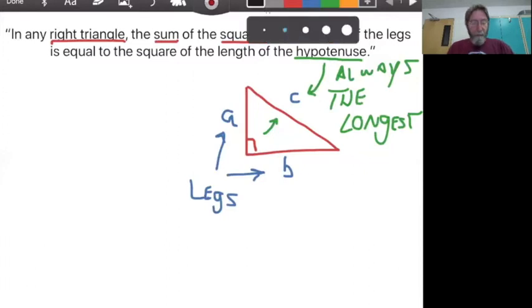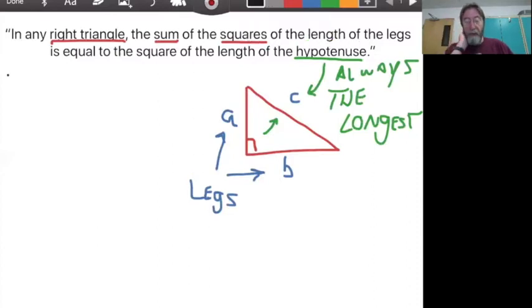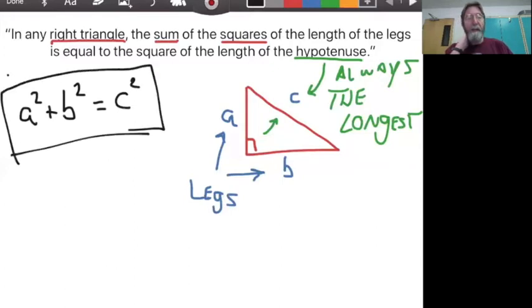It states that the sum of the squares of the lengths of the legs. So just in general, our legs have a length of A and B. So if we square our legs, A squared and B squared, and add them, that states the sum of the squares of the lengths of the legs is equal to the square of the length of the hypotenuse. Well, our hypotenuse we called C, so we'll call that C squared. This formula right here, A squared plus B squared equals C squared, is the formula that represents the theorem that Pythagoras and his band of merry mathematicians developed.